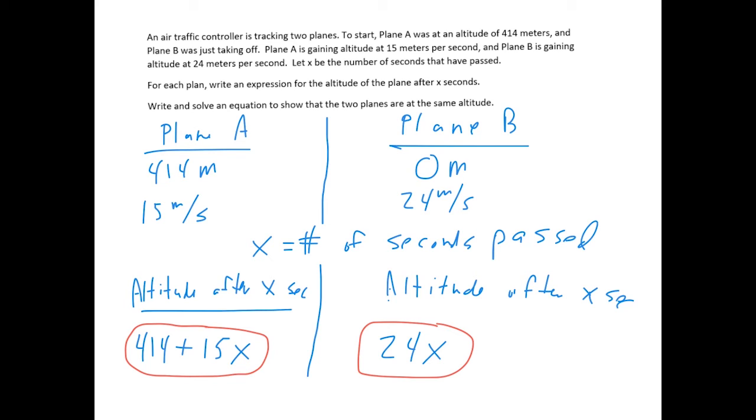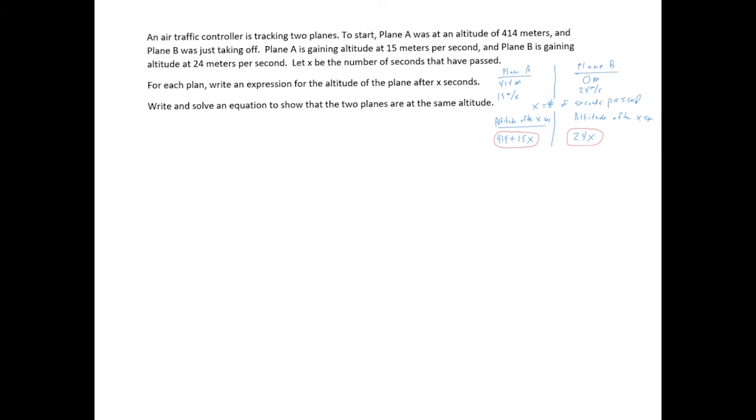Now what we want to do is write and solve an equation to find out when the two planes are at the same altitude. So let's go ahead and put this information up here where we can look at it if we need it, and then we will solve the last problem. We want to solve an equation for when the planes are at the same altitude. The altitude of plane A is 414 plus 15x, and we want that to be equal to the altitude of plane B, which is 24x. And look, we have a linear equation, so we just have to solve it for x.